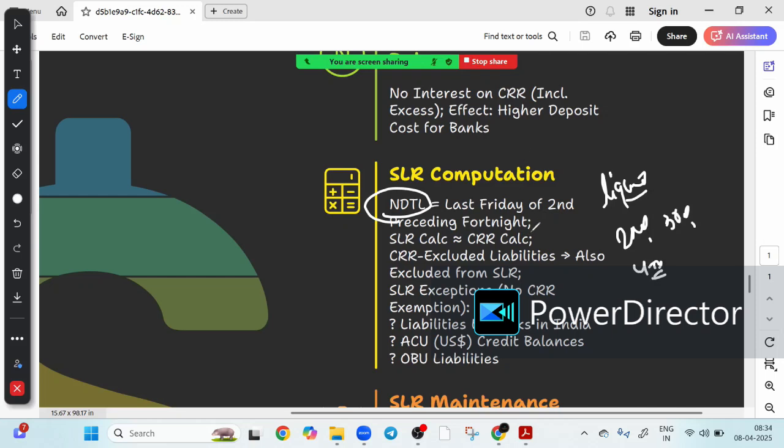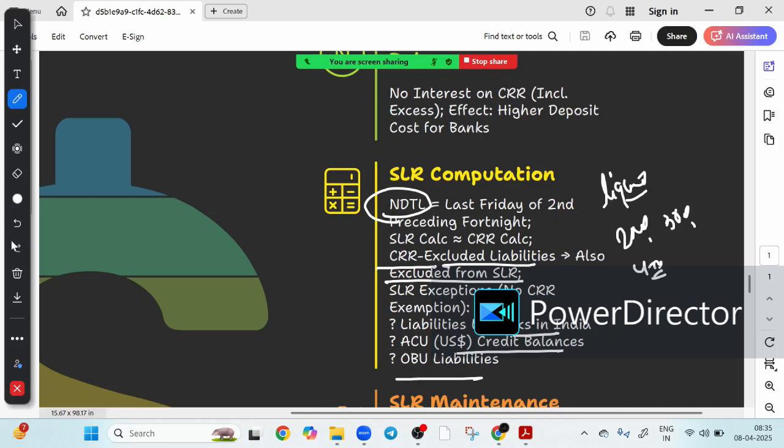They exclude interbank liability. You can see interbank liability is excluded from SLR. So those things which are excluded from CRR are also excluded from SLR. You can see SLR exemptions are given, like liability to banks in India, ACU credit balance and OBU liability. They are exempted from SLR, but they are not given a CRR exemption. So they are maintained in non-interest earning assets like gold and some securities.